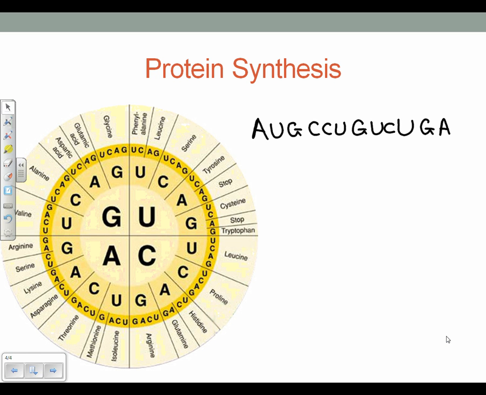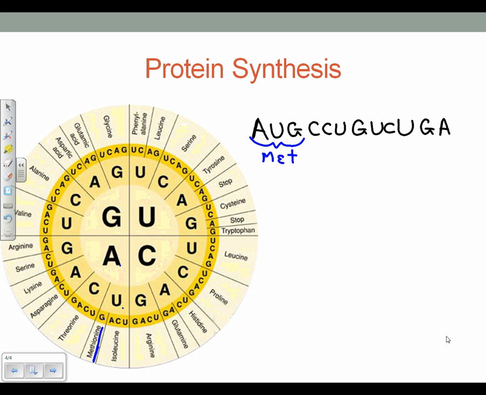So let's use our wheel to find the corresponding amino acids. I have AUG, so it's A, U, and G, and that codes for methionine. And that's typically our start codon anyway. And for short, we'll just say MT.